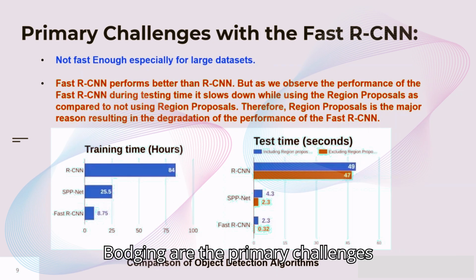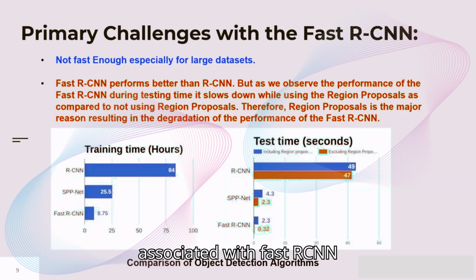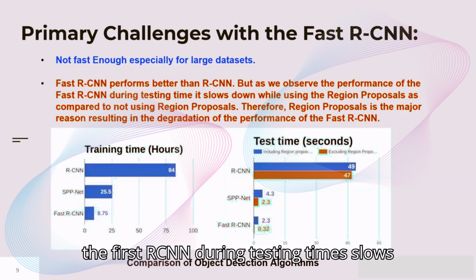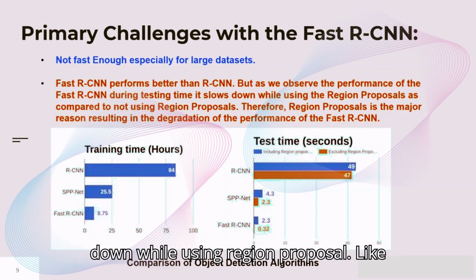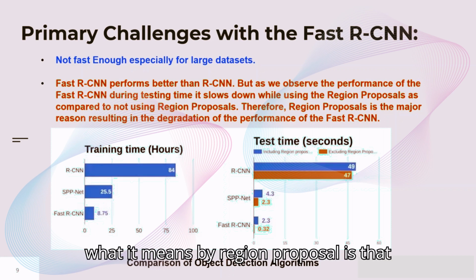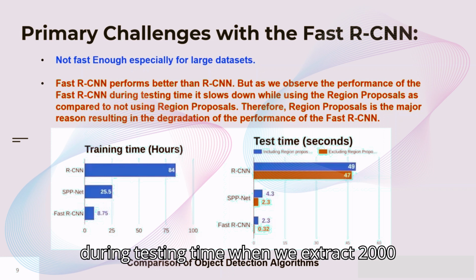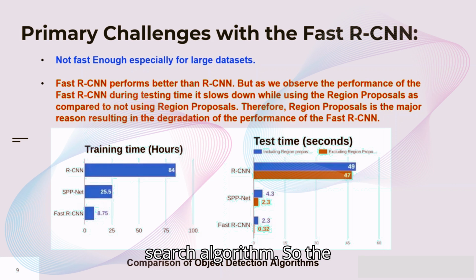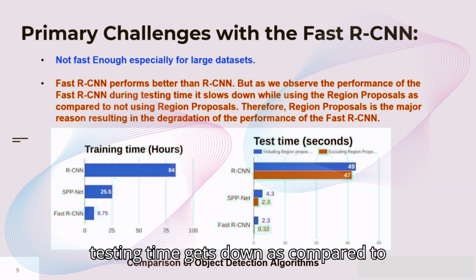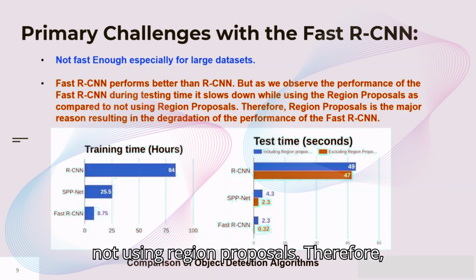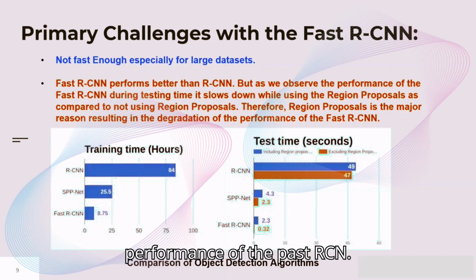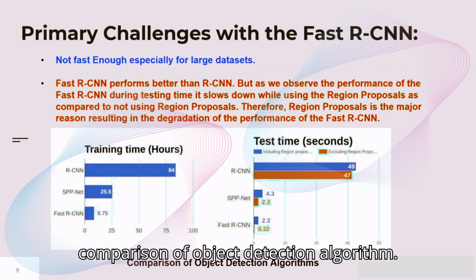Now the primary challenges associated with fast RCNN. Fast RCNN performs better than RCNN, but we observed that the performance of fast RCNN during testing time slows down while using region proposals. What this means is that during testing time, when we extract 2000 regions from the image using the selective search algorithm, the performance gets worse compared to not using region proposals. Therefore, region proposal is the major reason for the degradation of the performance of fast RCNN. Here is the chart comparing object detection algorithms.